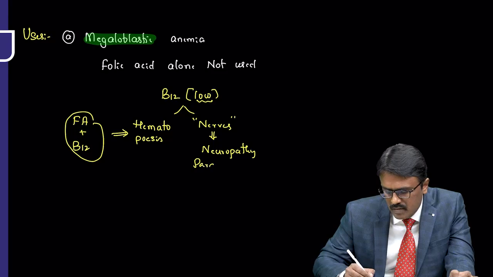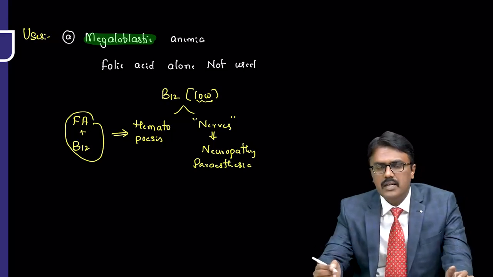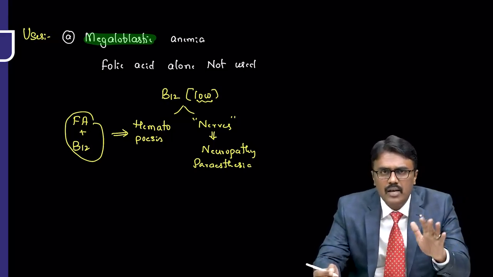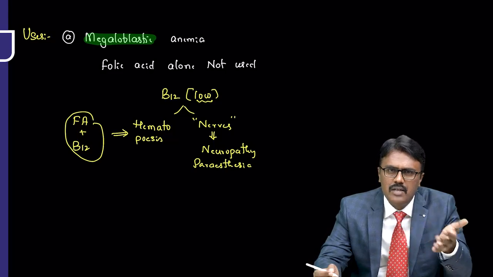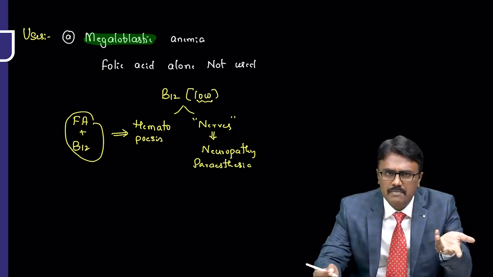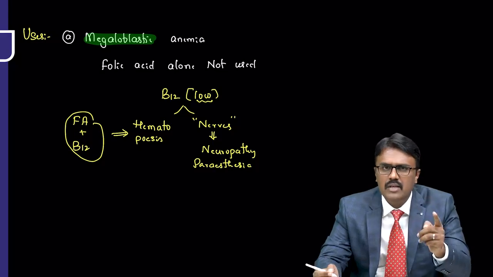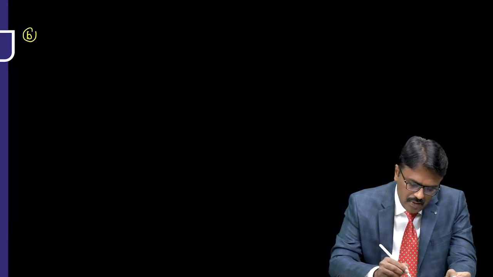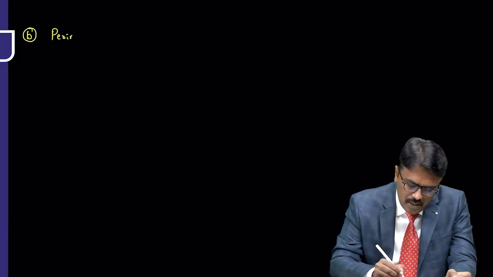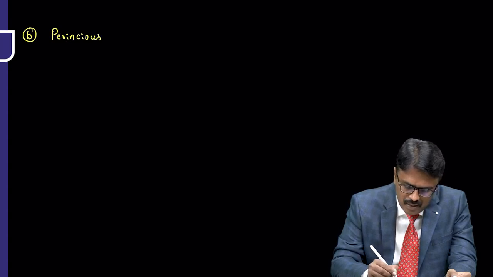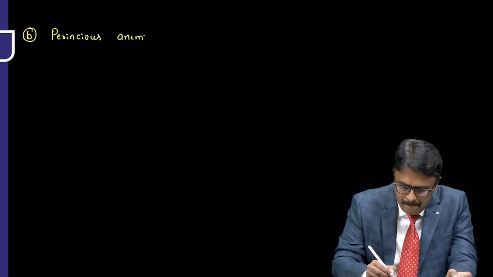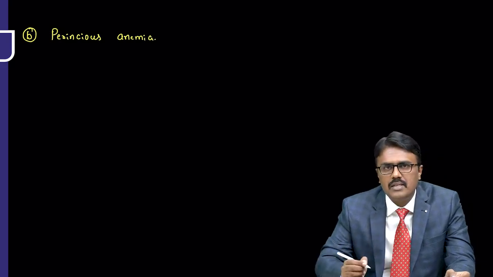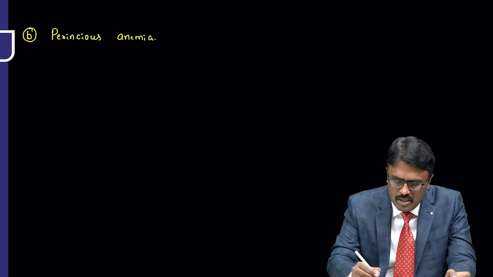So that is the reason whenever you are correcting megaloblastic anemia, always supplement folic acid with B12. And don't worry, these are water soluble vitamins, nothing will happen. This is one of the reasoning questions they can ask you in the exam. The second important anemia where we use B12 is pernicious anemia. Now, what is pernicious anemia?